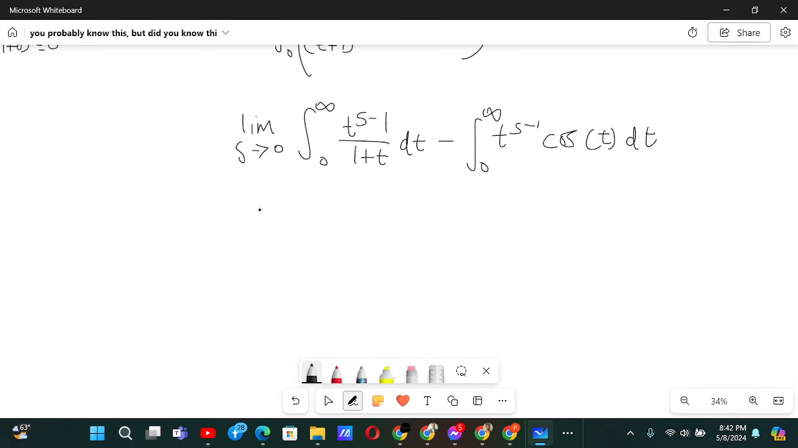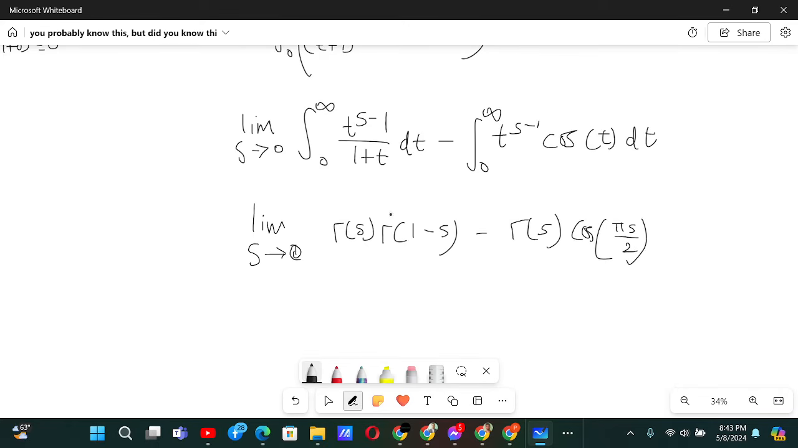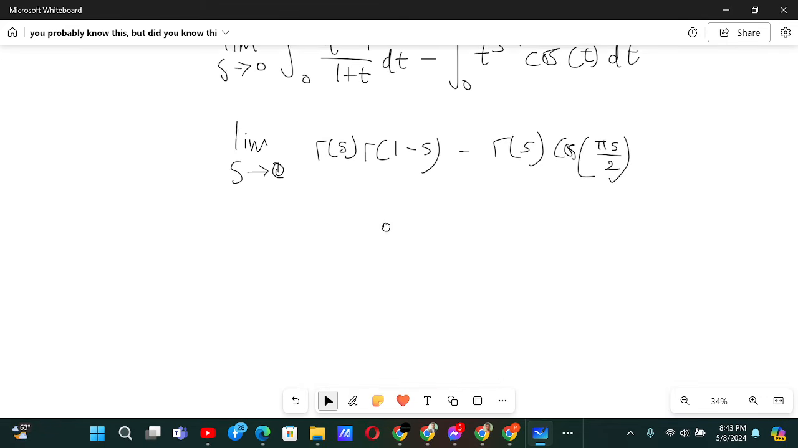Limit s goes to 0. Over here that will be gamma of s, gamma of 1 minus s, and the problem is we cannot really find gamma of 0, but we will deal with limits where we will be able to find it. And now the Mellin transform of cos of t is basically gamma of s times cos of pi s by 2.